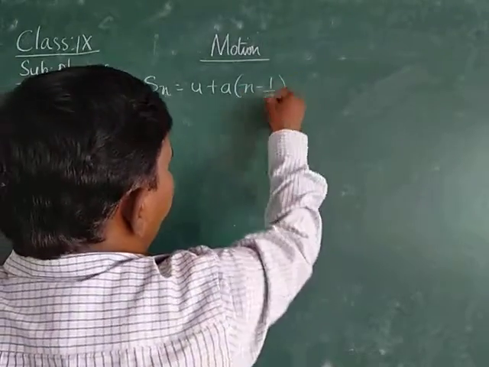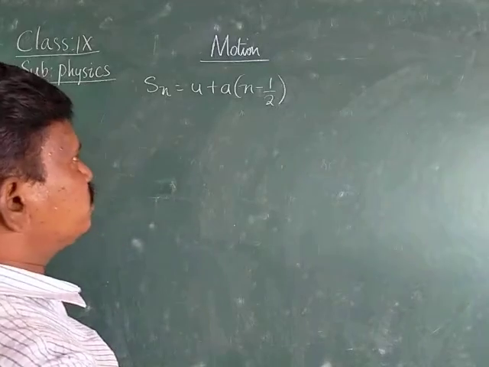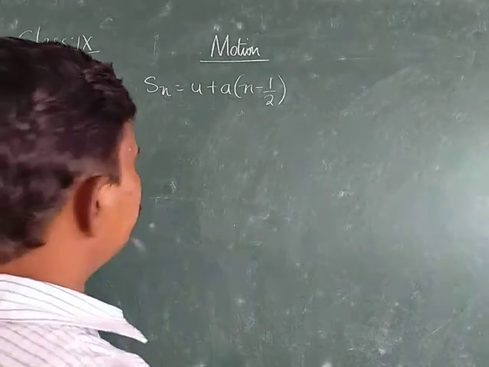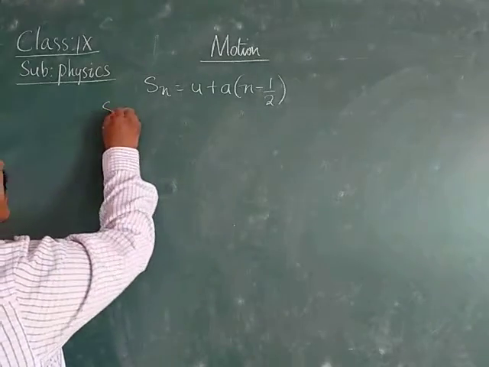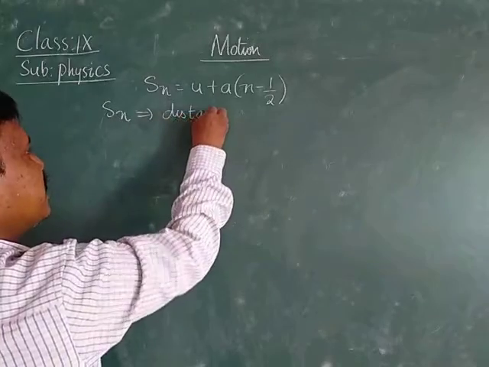Actually, it is not given in your textbook, but it is very, very important regarding the equations. Okay? Sn = u + a(n − ½). And here, what do you mean by the Sn? Sn means distance travelled by a body in the nth second.